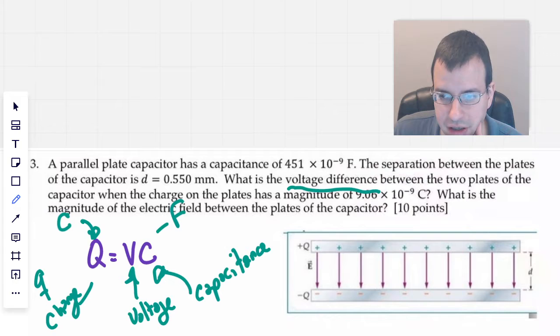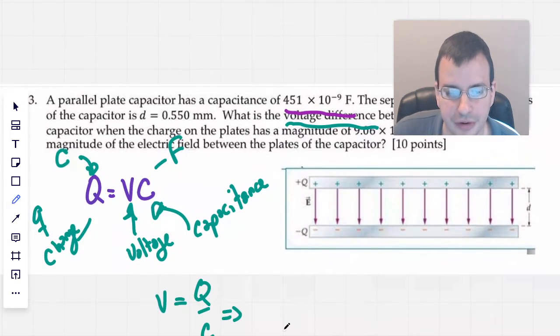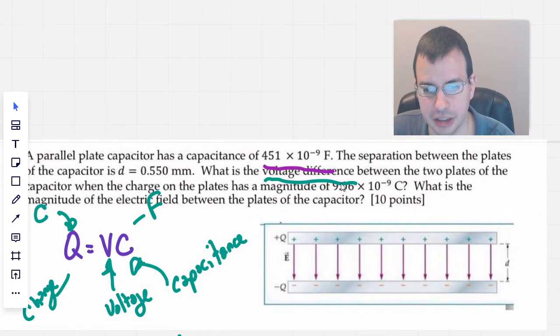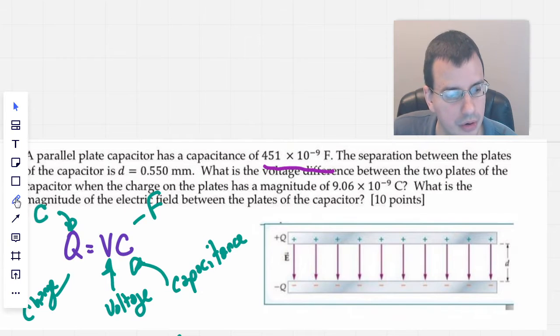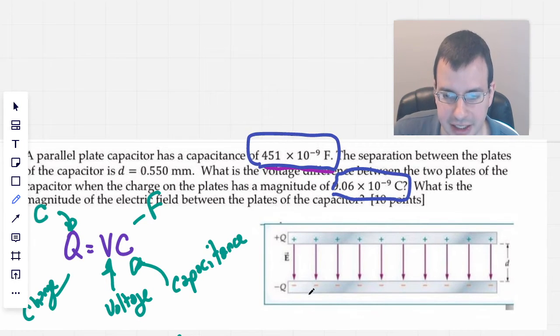Let's see here. We don't know the capacitance, do we? The separation between the plates of the capacitor is 0.55. Parallel plate capacitor. Okay, here we go. So we have a charge, and sorry, I should clean this up a little bit. There we go. So the charge is this, and the capacitance is that.